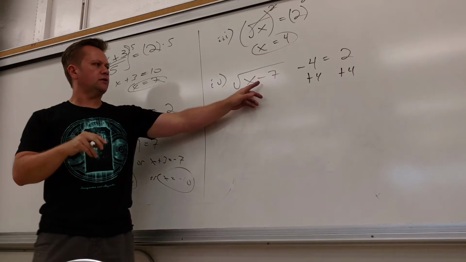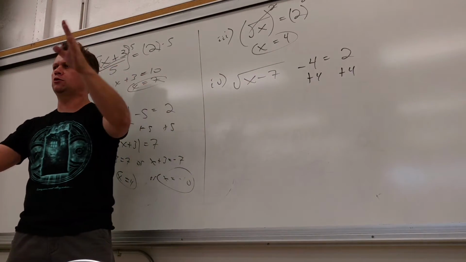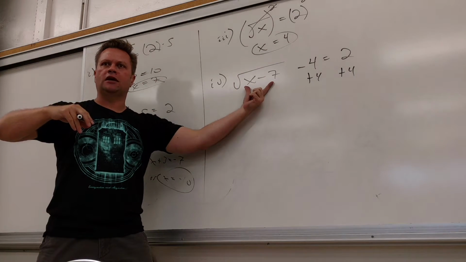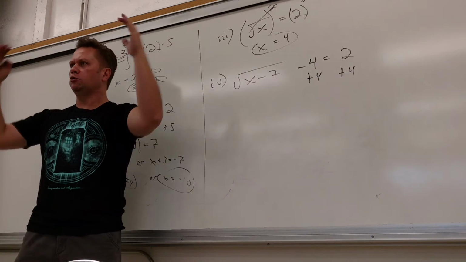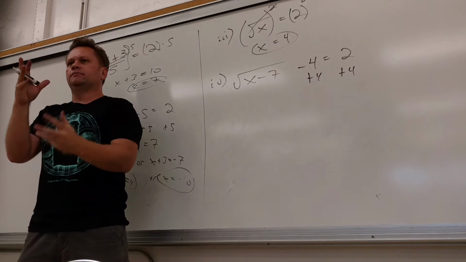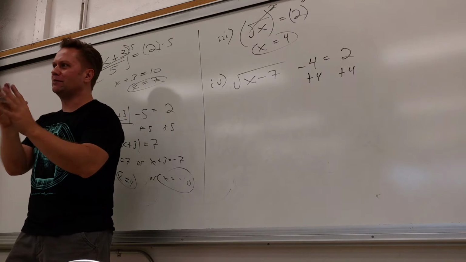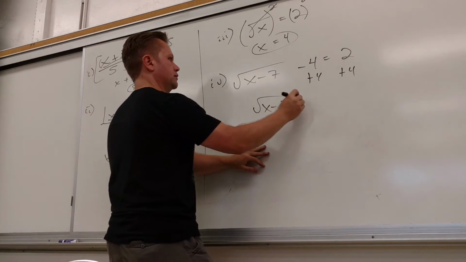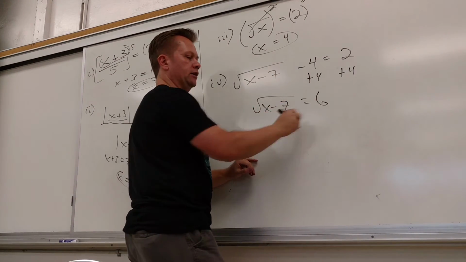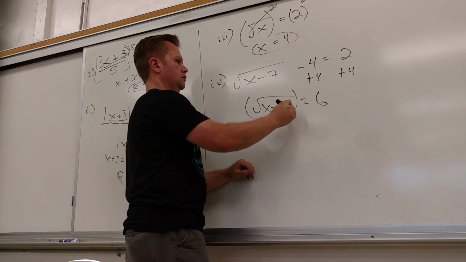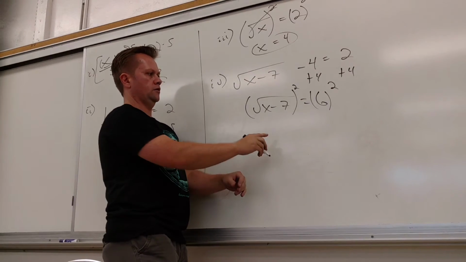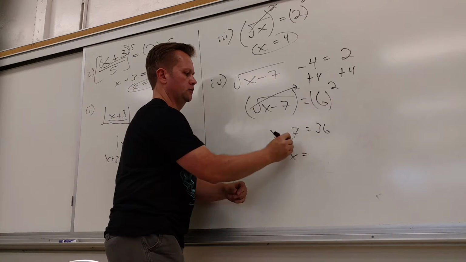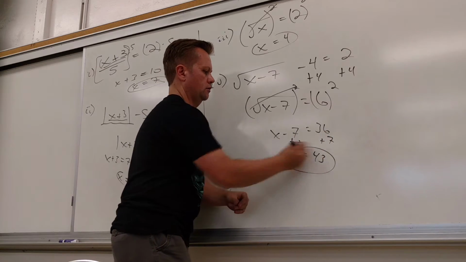So I like to make the joke that this is sort of like I'm teaching you how to be a tyrant of a country. If you have a radical element in that country, what do you do with them? You isolate them, and then you kill them, right? Now I've isolated my radical element. How do I kill it? Square. Good. x minus 7 equals 36, so x equals 43.